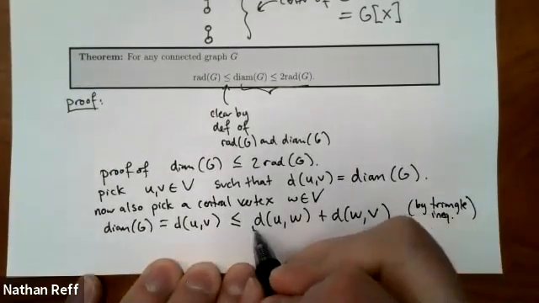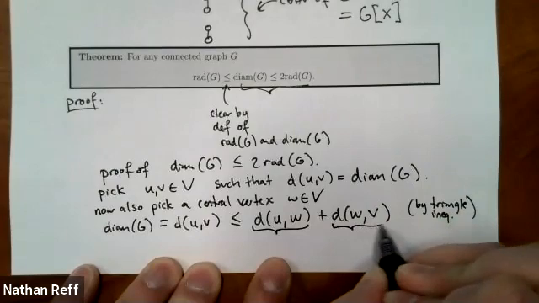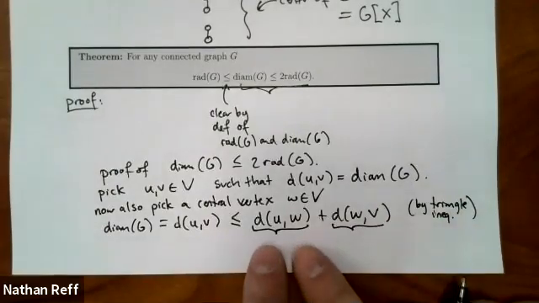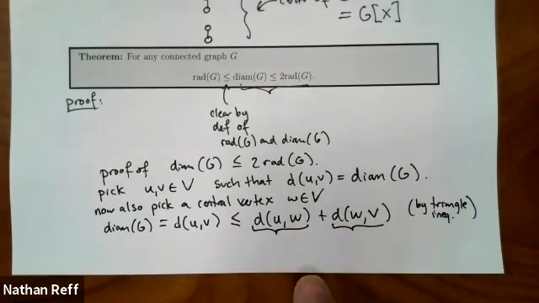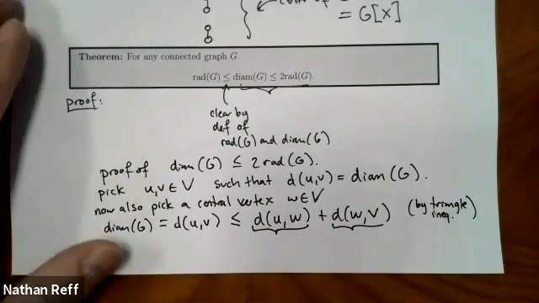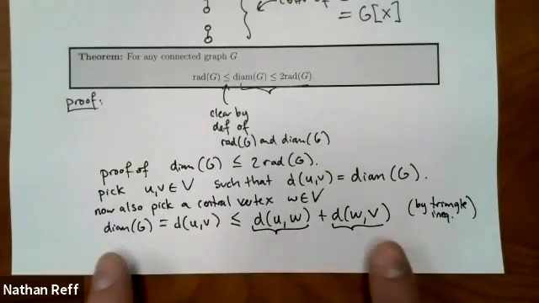And now what can we do? Well, W is a central vertex, right? So what is the eccentricity of W? Actually, it's equal to the radius, right? But this thing, this U, might actually be closer to it, right? So everyone caught up so far?